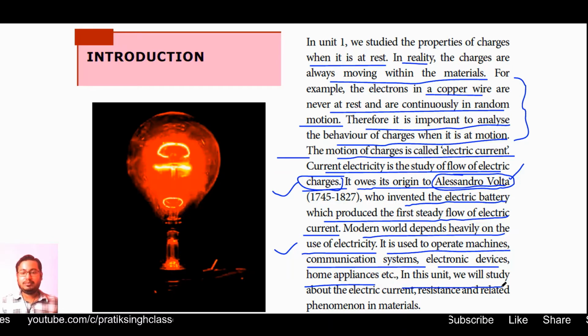In this unit, we will study electric current, resistance, and related phenomena in materials. Whenever current flows in any kind of material, what really happens in a macroscopic way as well as in a microscopic way? Then we will study resistance.